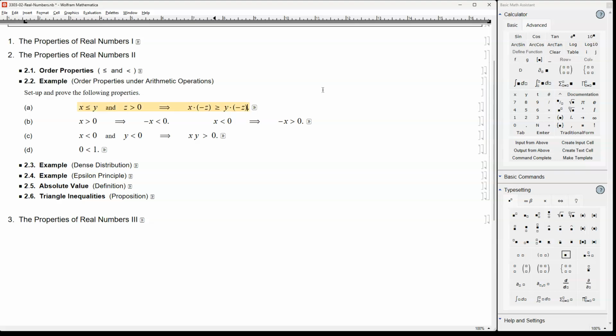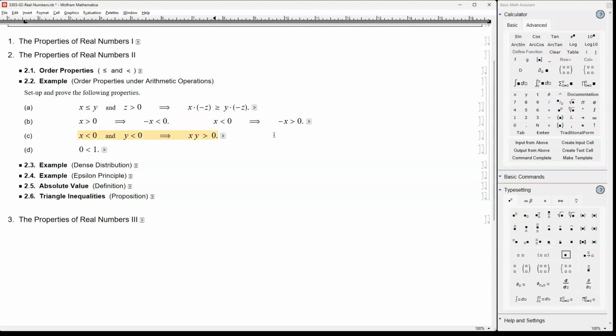If you multiply by a negative number, then you have to flip the direction of the inequality, and we just did it. How about the next one? If x is greater than 0, then negative x is less than 0. If x is less than 0, then negative x is greater than 0. And that too, you can just subtract away. So add negative x to both left hand side and right hand side, and that's going to be it.